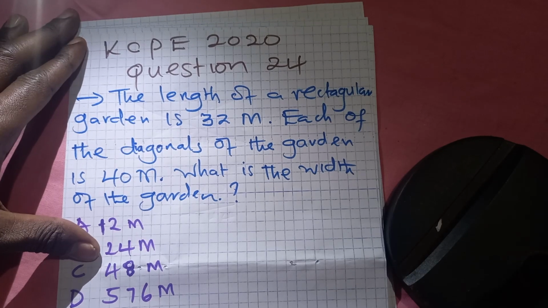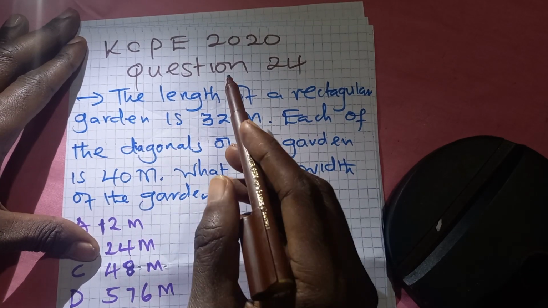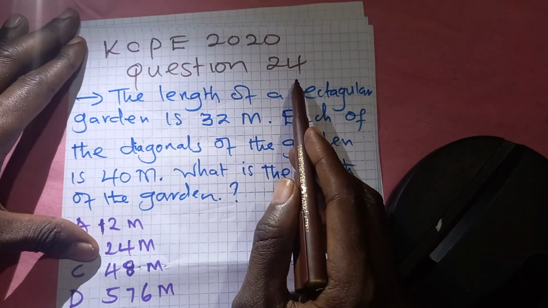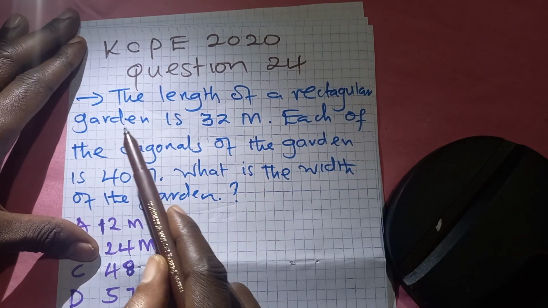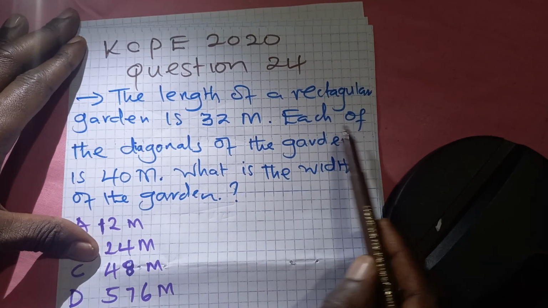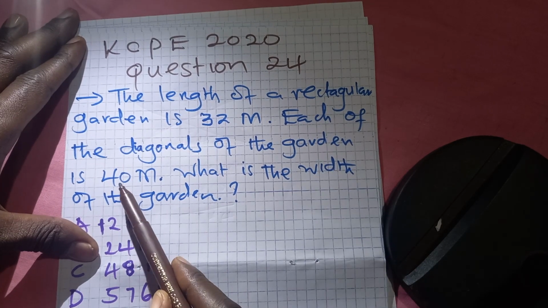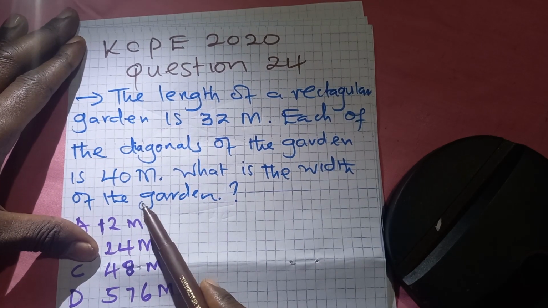You can't skip this. KCPE 2020, question number 24. The length of a rectangular garden is 32 meters. Each of the diagonals of the garden is 40 meters. What is the width of the garden?